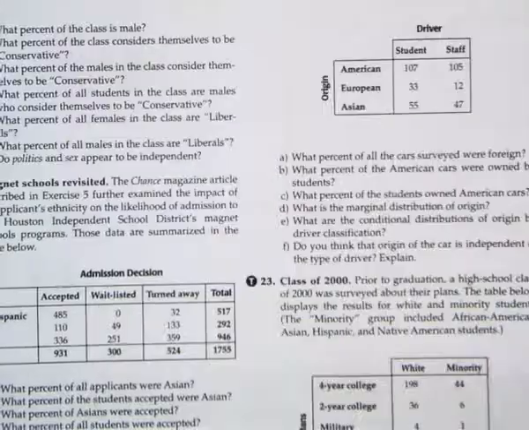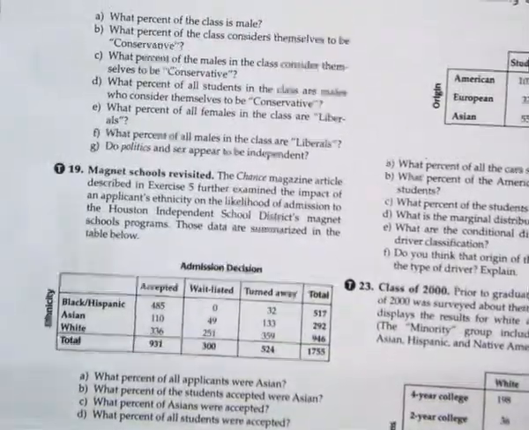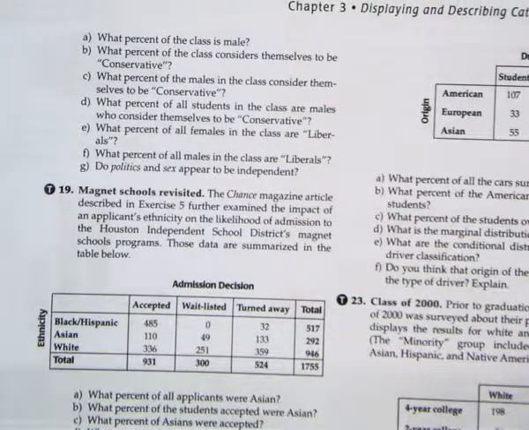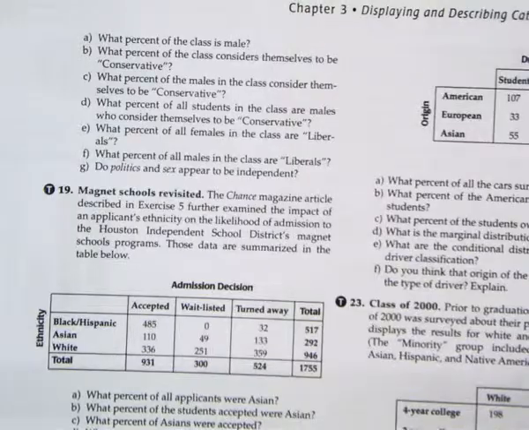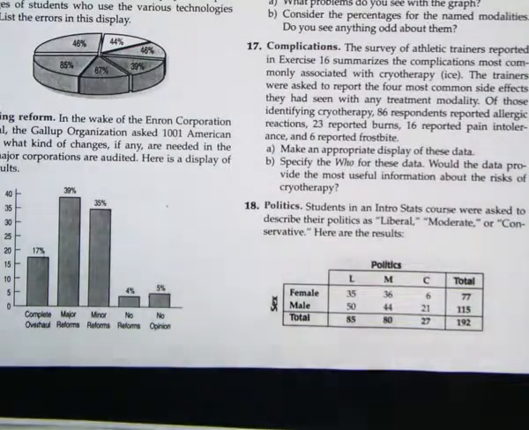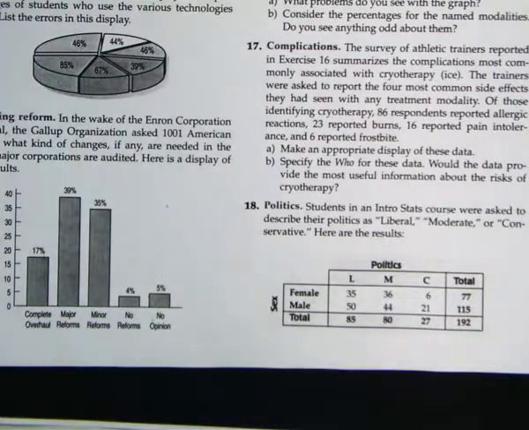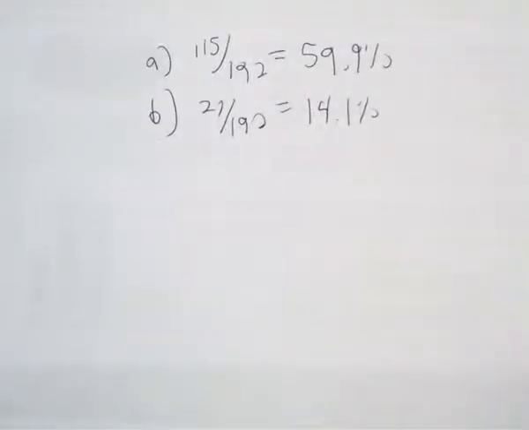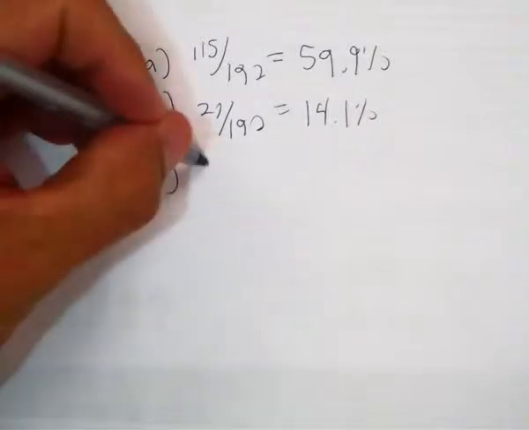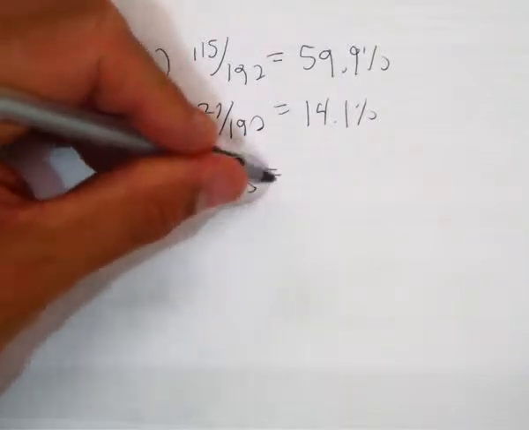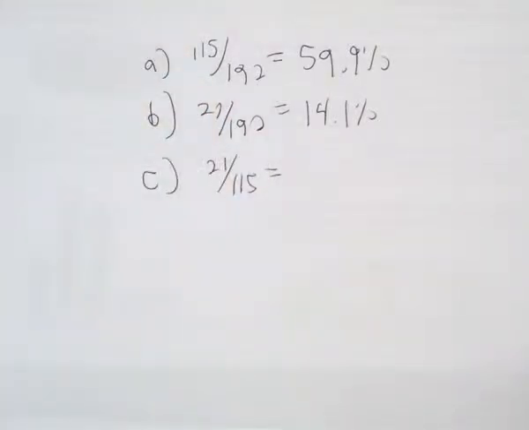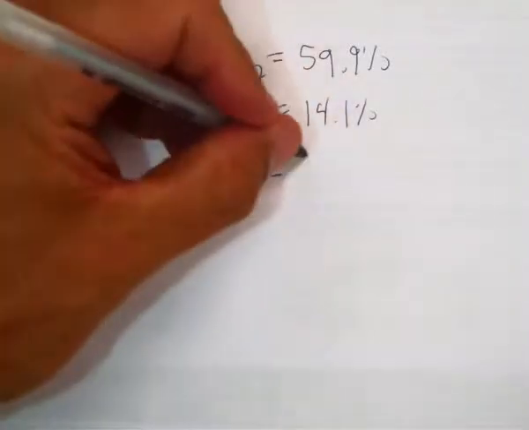Question C says, what percent of males in the class consider themselves to be conservative? So we're looking at males. Okay, so out of 115 males, 21 of them are conservative. So C is 21 out of 115, and from that I get 18.3%.